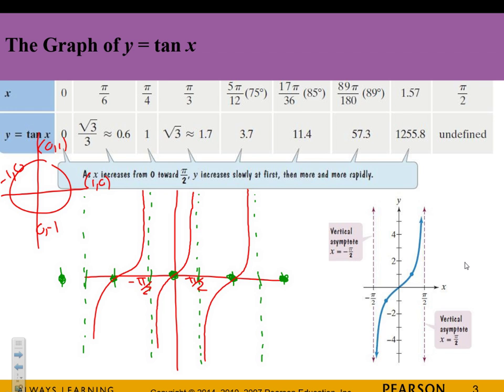Here's some of the values that you're going to need. We already know how to find those. I'm just going to skip this. I never give that to you anyway. So we're going to slide over next part.